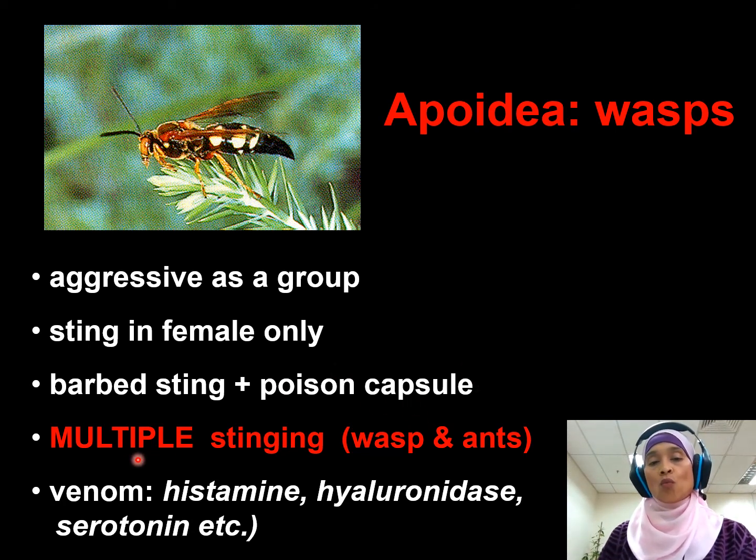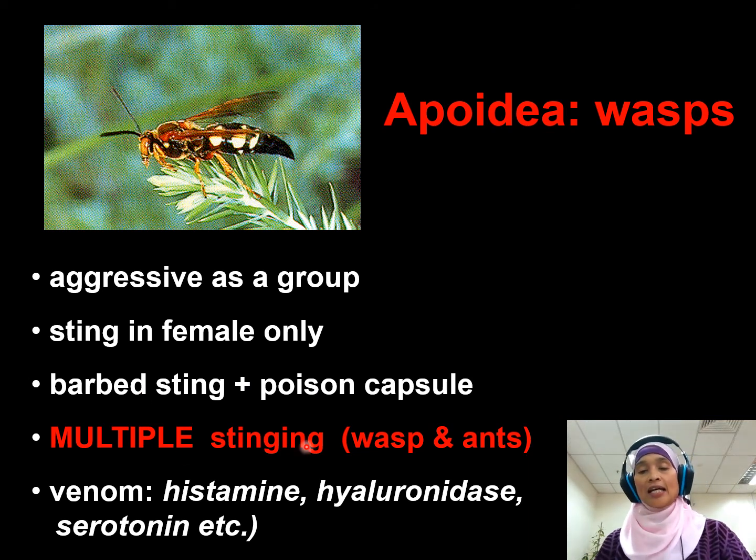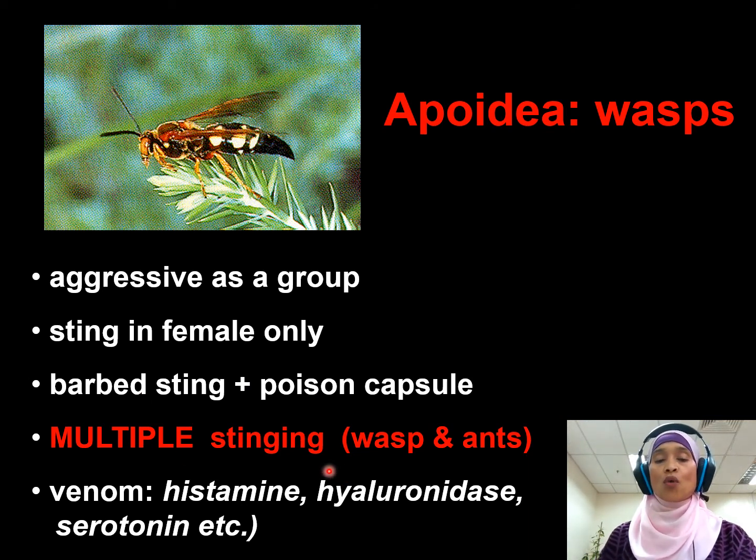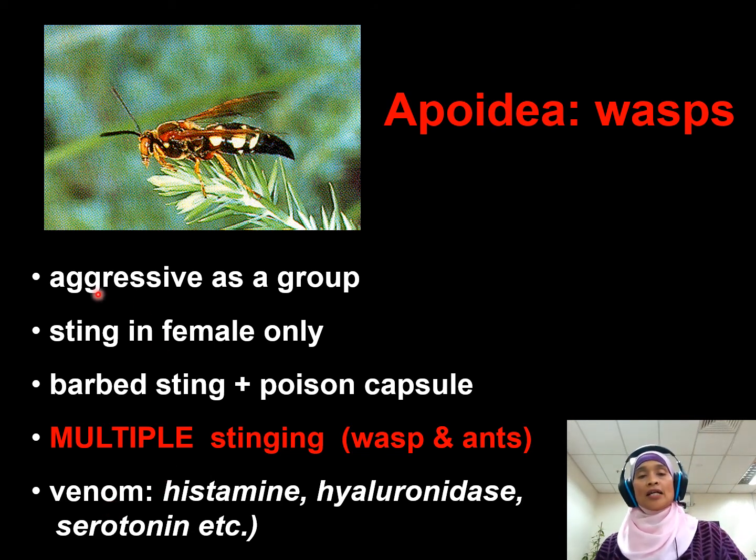Now, the wasp stings its victim multiple times. So the wasps and the ants will sting multiple times, unlike the bee, which only stings once. The venom present in wasps contains histamines, hyaluronidase, and serotonin. Again, no antivenom is present, and symptomatic treatment can be given to individuals who have been stung by wasps.